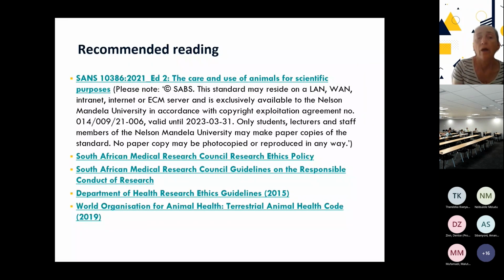Okay, so we also have further documents: our SANS document, the care and use of animals for scientific purposes. We also look at the Medical Research Council, their documentation and guidelines, and then the Department of Health, their research ethics guidelines, and then the WHO for animal health, terrestrial animals, that we also look at. So we all need to be familiar with all these documents sitting on the committee.